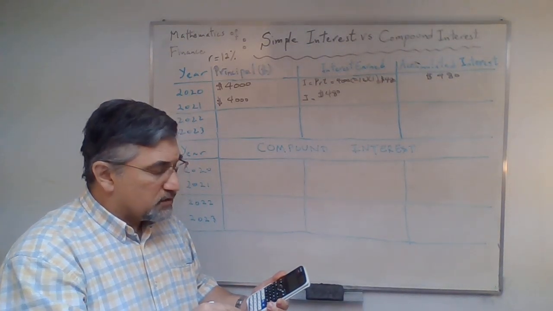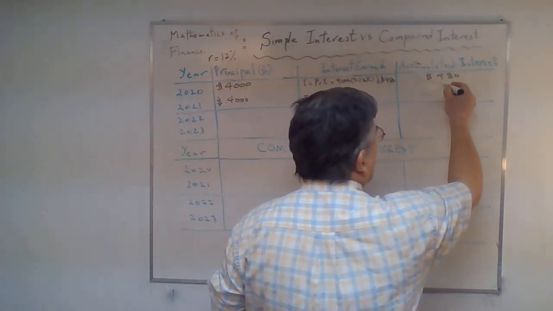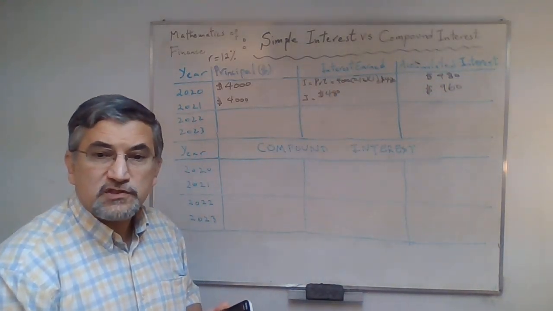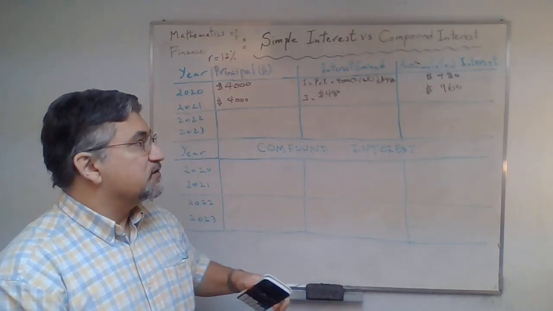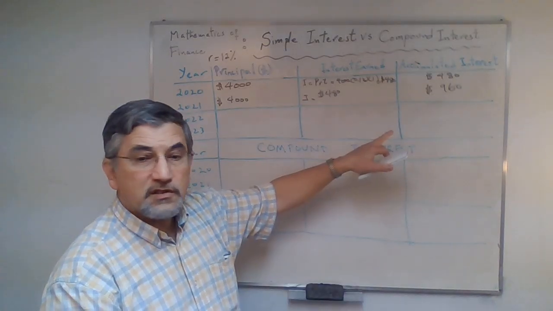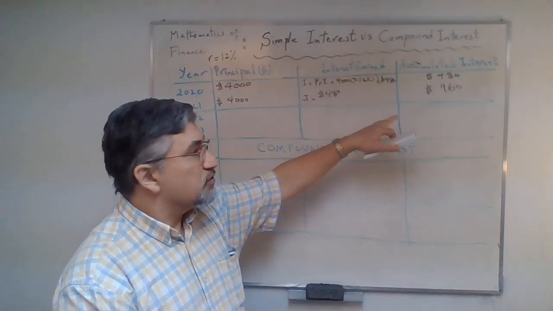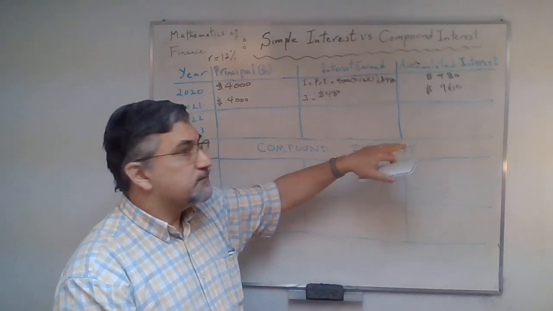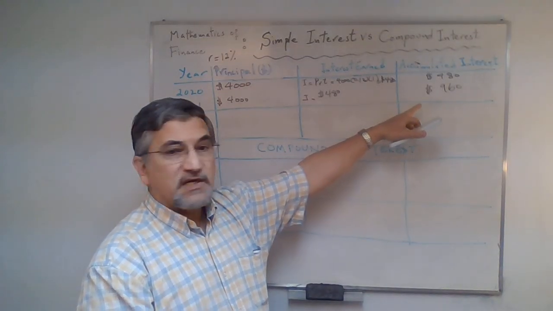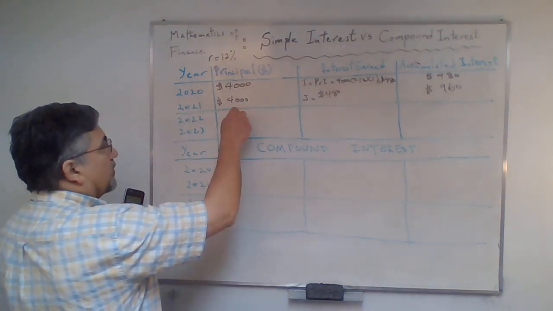So that means you have received, or you have accumulated, $960 after 2 years. So at the end of the second year, if somebody asks how much interest you received, you're going to say, well, I received $960 in interest, $480 at the end of the first year, and $480 at the end of the second year. So in total, after 2 years of investing at the bank, you have received an accumulated interest of $960. Good for you.